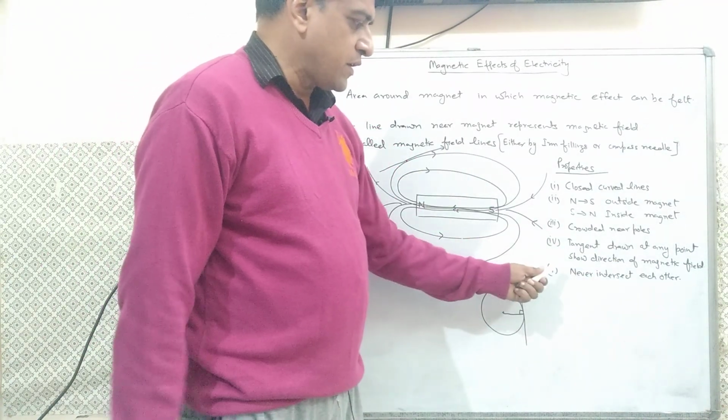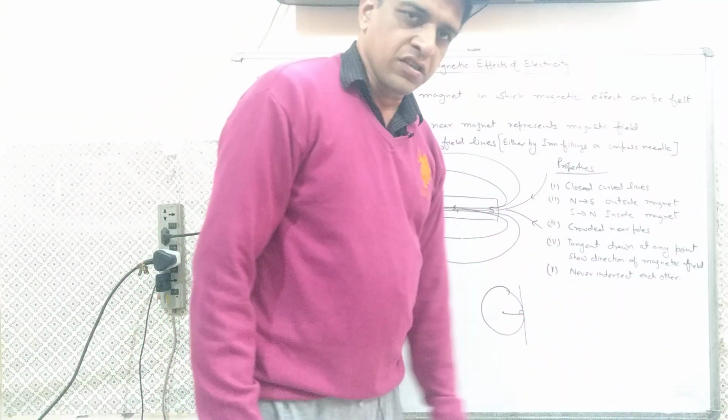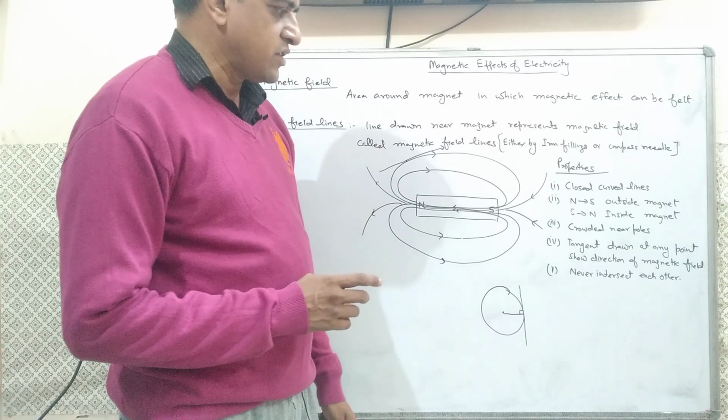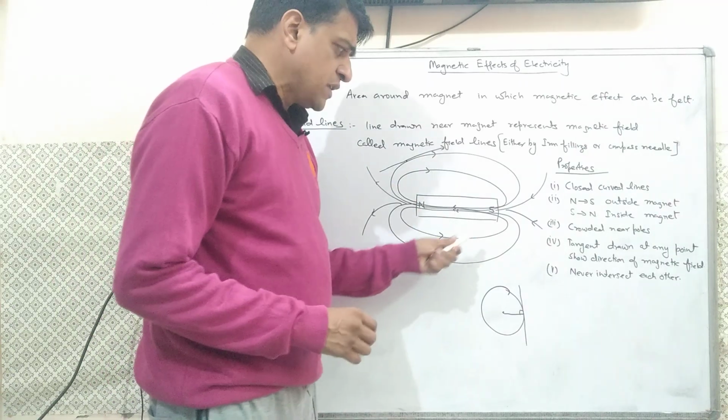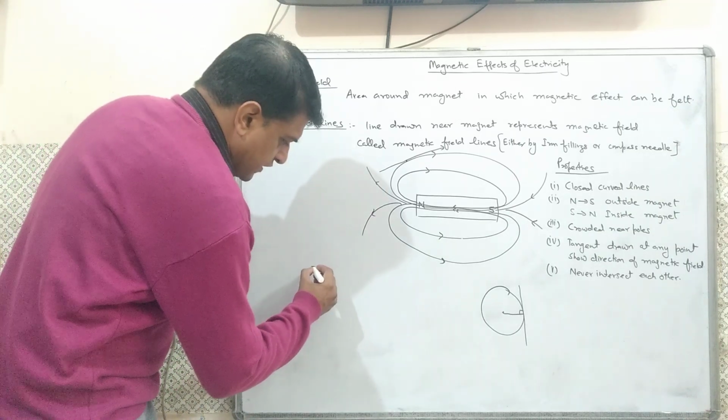Now the last property of these magnetic field lines, they never intersect each other. These lines never intersect each other. That means they can never intersect. And why can these lines never intersect?